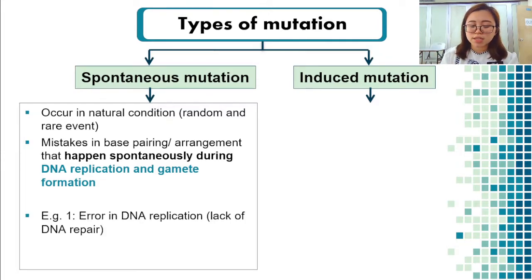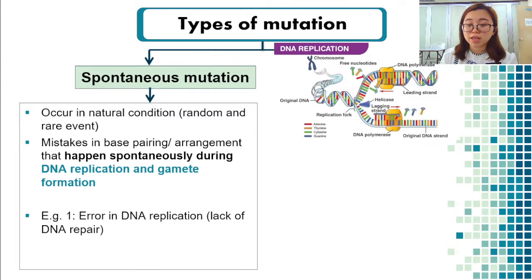Okay, let's look at that first example. First example, error in DNA replication or lack of DNA repair. So when your body, your cells is doing DNA replication, sometimes it copies it correctly, sometimes it copies incorrectly. Masa kita punya DNA polymerase sedang tambah DNA nucleotide kepada DNA strand yang baru, kadang-kadang dia salah tambah. Okay, dia akan tersalah letak.